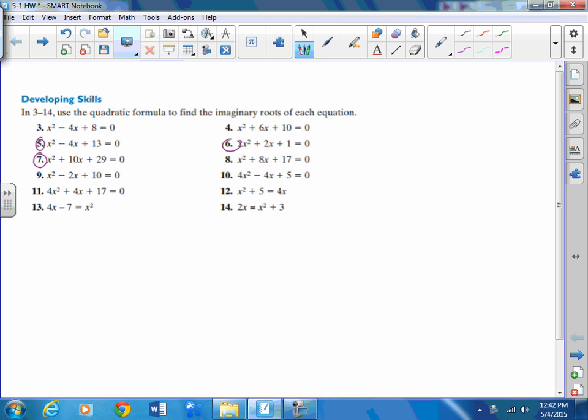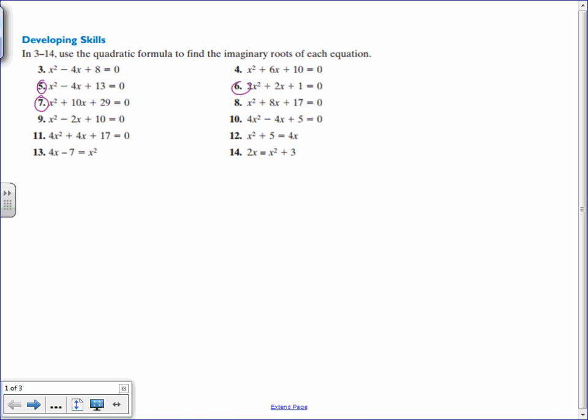I'm going to start with the quadratics page that you had to do for homework. You had to do 5 through 7. It says to use the quadratic formula. It also tells you that you're going to end up getting imaginary roots, so just be prepared for that.